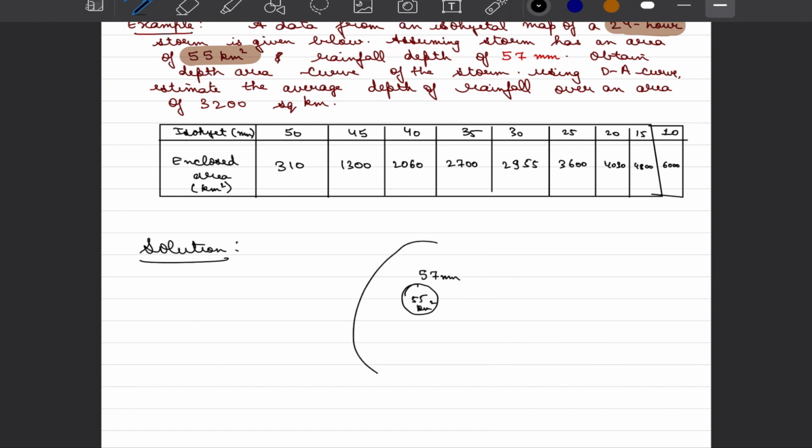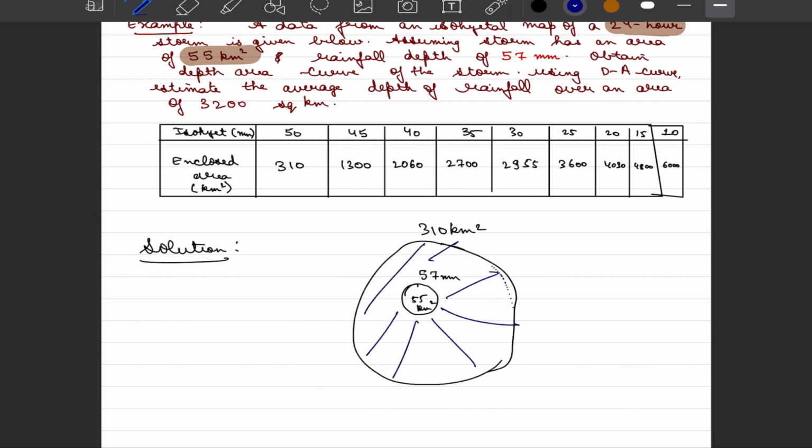Then the second enclosed area is given out to be 310 square kilometer, and it says it's an enclosed area. So this would include the area that I am hatching in blue as well as the area that I have hatched in brown. So if you just talk about the blue area, it is going to be 310 minus 55, which would be equal to 255 square kilometer, whereas the central area is already marked as 55 square kilometer.